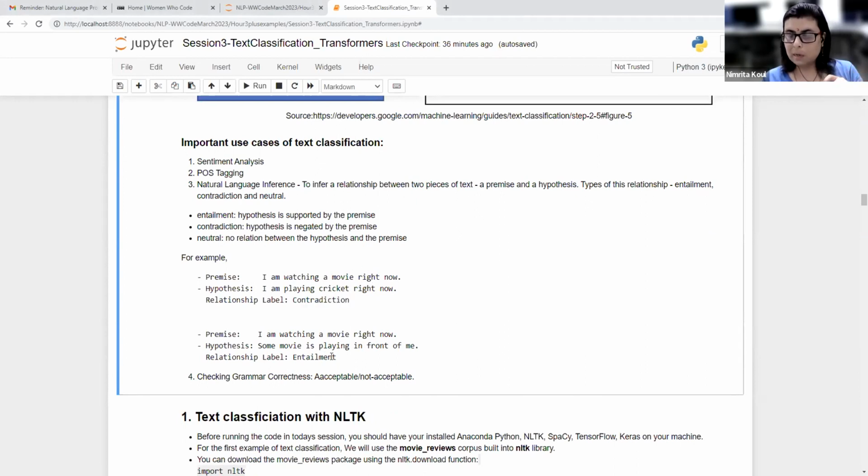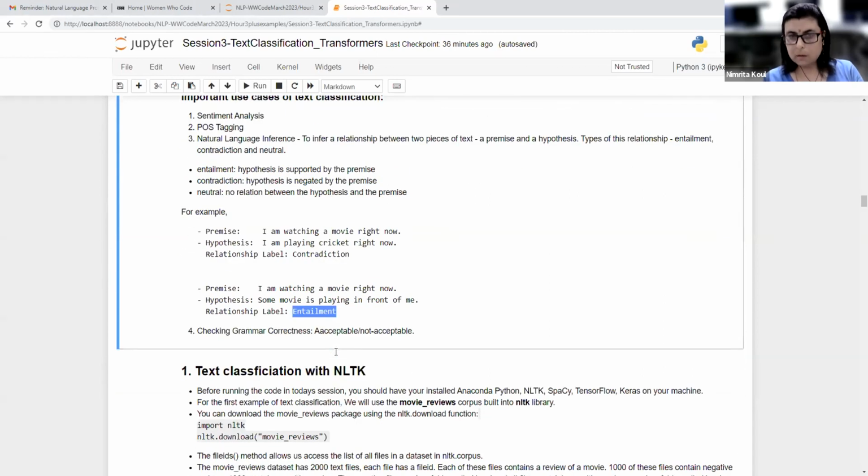There can also be entailment, which means both pieces of text are saying the same thing. They're conveying the same information. So I'm watching a movie right now is text one, and text two is some movie is playing in front of me. They essentially mean the same thing, so the relationship here is entailment, or they are supporting each other. There can also be a third category where there's no relationship at all between the two sentences: I'm watching a movie and my sister is playing football. So no relationship at all. Text classification can also be used for checking the correctness of a piece of text with respect to grammar.